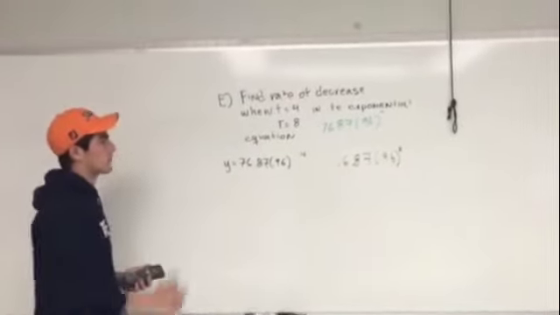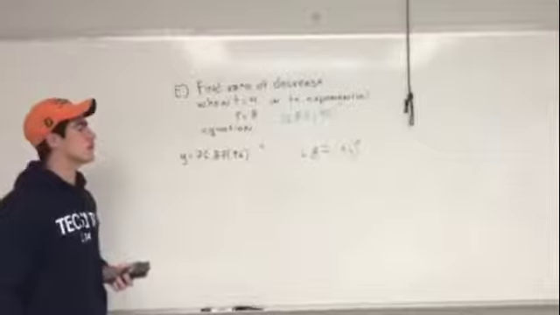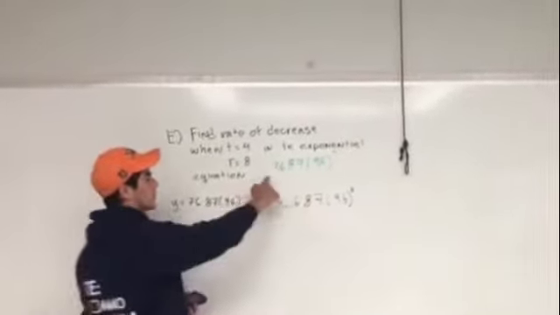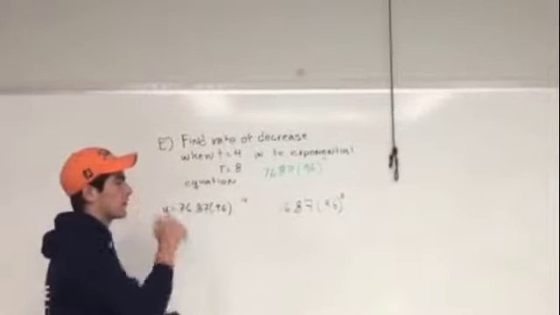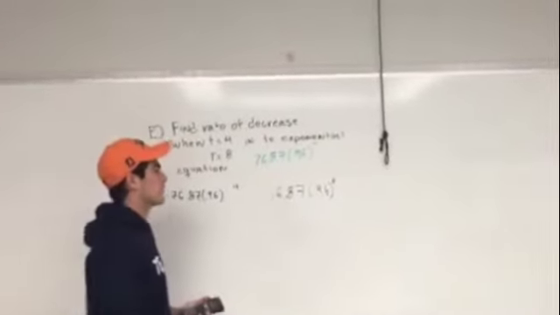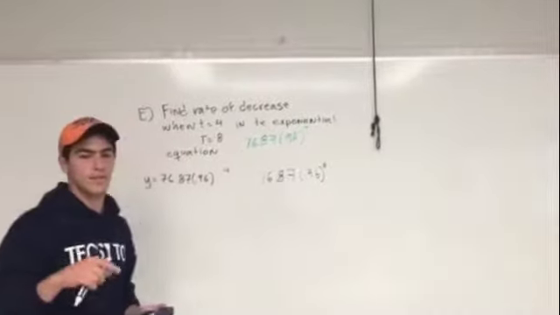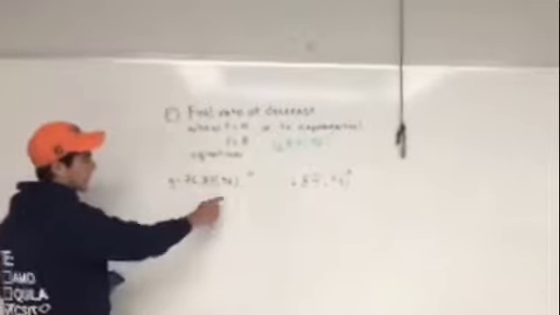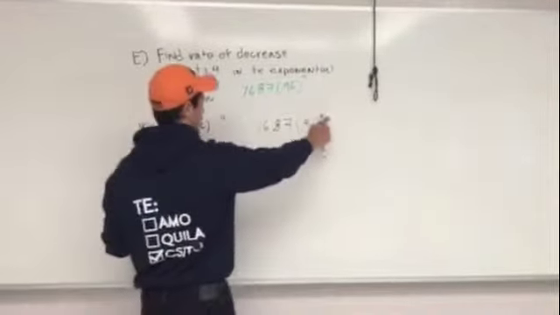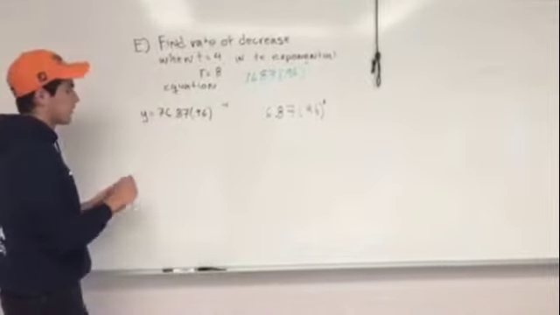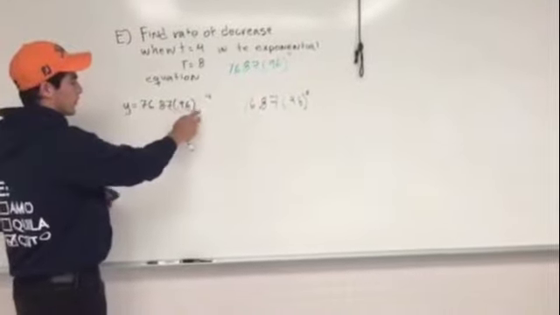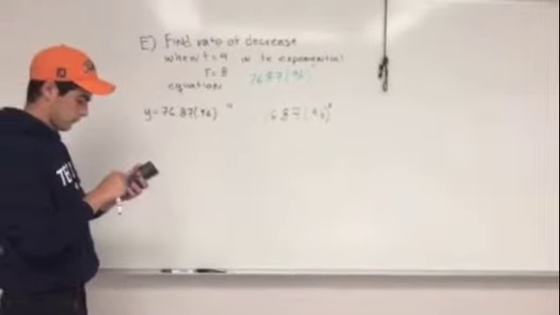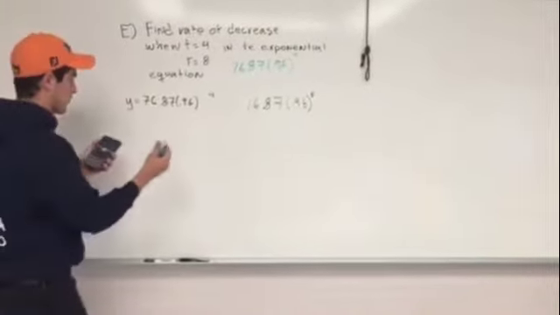This question is asking us for the rate of decrease when t, which is time, equals 4 and when t equals 8, using the original equation, which is 76.87 times 0.96 elevated to the t power, where t is time. So we're going to do first t equals 4 and then t equals 8. I'm going to plug into my calculator 0.96 elevated to the 4th power, which is going to give us 0.84.